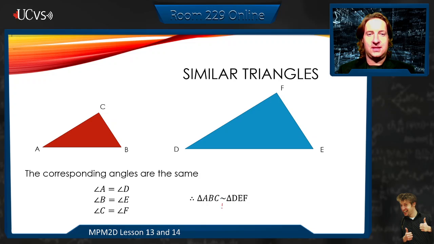We're going to use this tilde here. If you hit shift with the key to the left of the 1, you get a tilde. And if you use the equation editor, it'll spit out this little wavy line that means similar. So this is saying that triangle ABC is similar to triangle DEF. That's one way we can say they're similar.